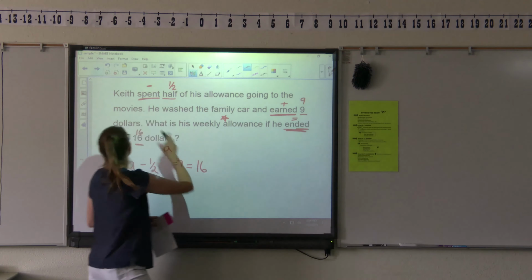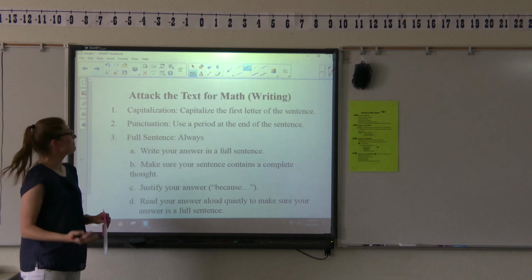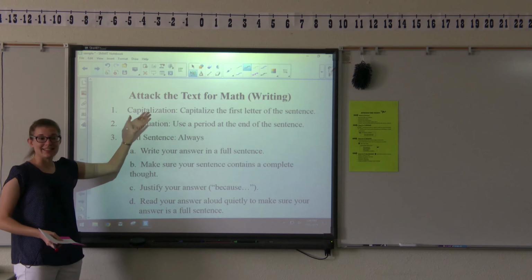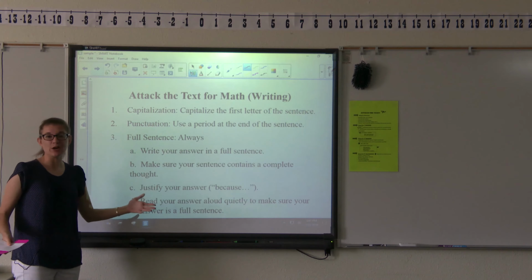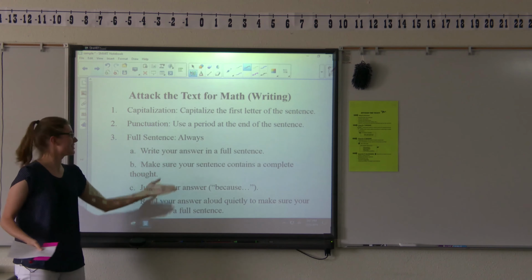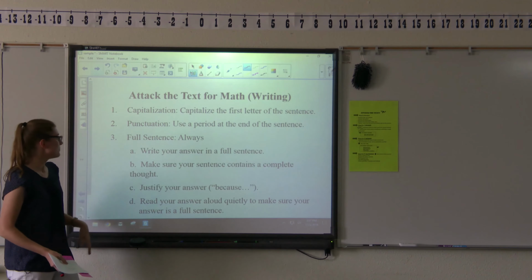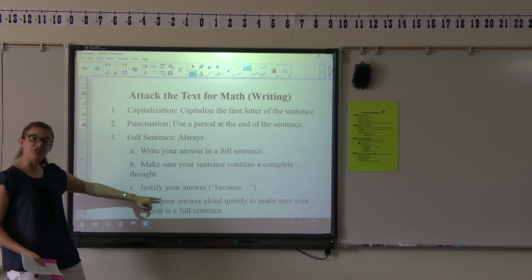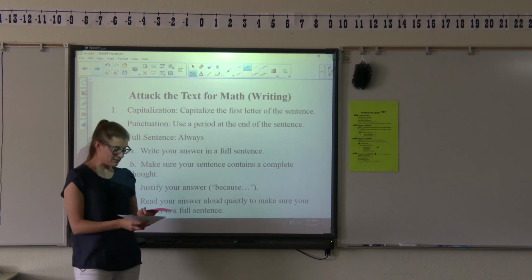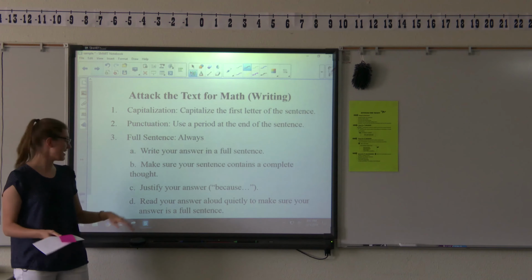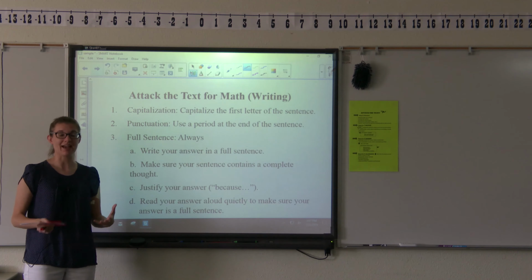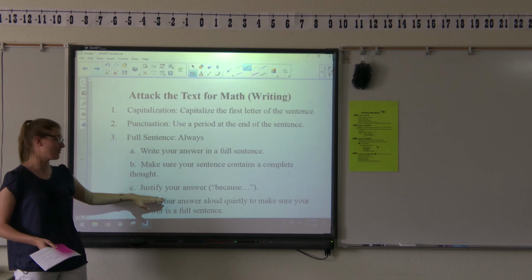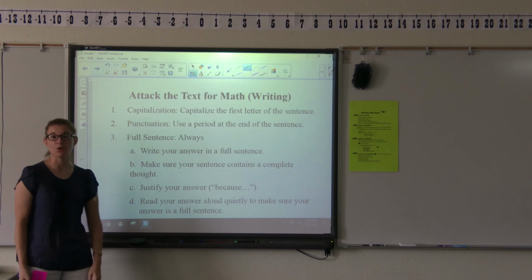Now when we go over to writing, this is not very different from how ELA has presented it. Full sentences, capitalize, use punctuation. We don't often need exclamation points or question marks in math answers, so I just made that period. Write your answer in a full sentence. Make sure it contains a complete thought. I did change the wording here for our content. Instead of add support or evidence, I said justify your answer, because in math exams, typically the testing vocabulary says justify, so that's reflecting our testing vocabulary. And read your answer aloud quietly.